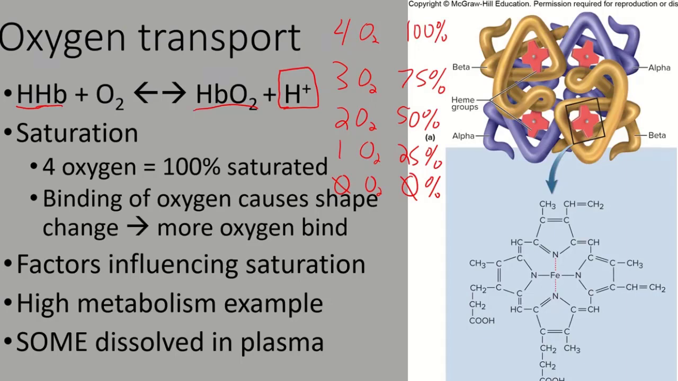Well, hemoglobin is a protein. So let's look at what happens when hemoglobin is 0% saturated. Well, it's going to have a certain shape.